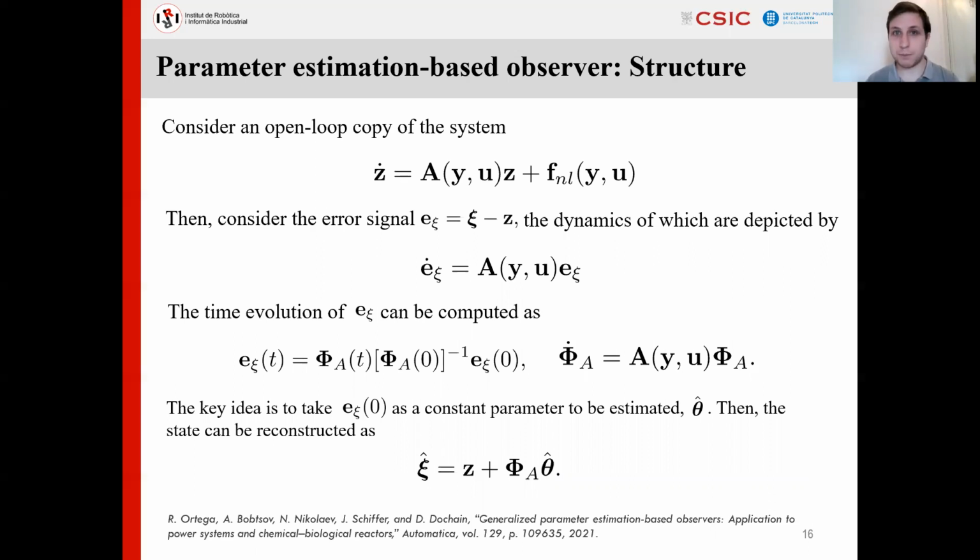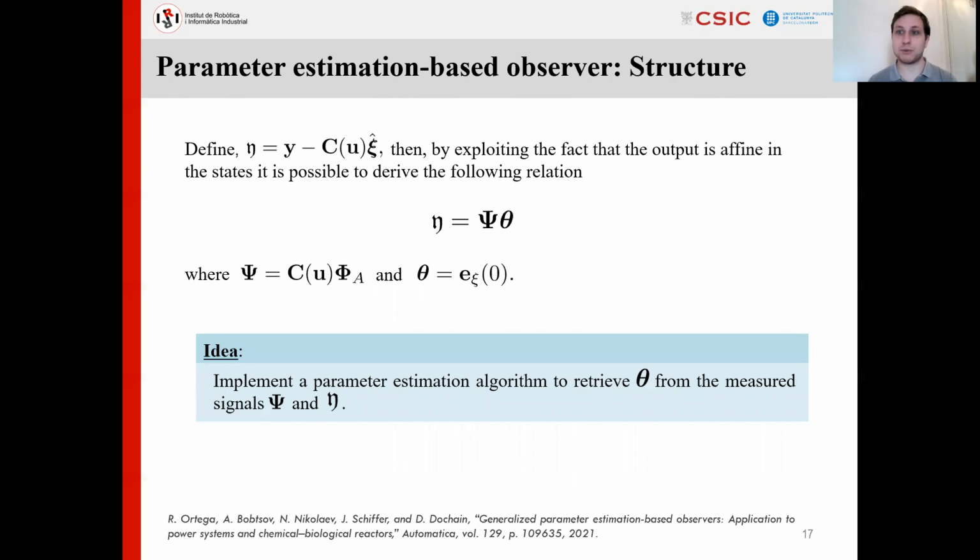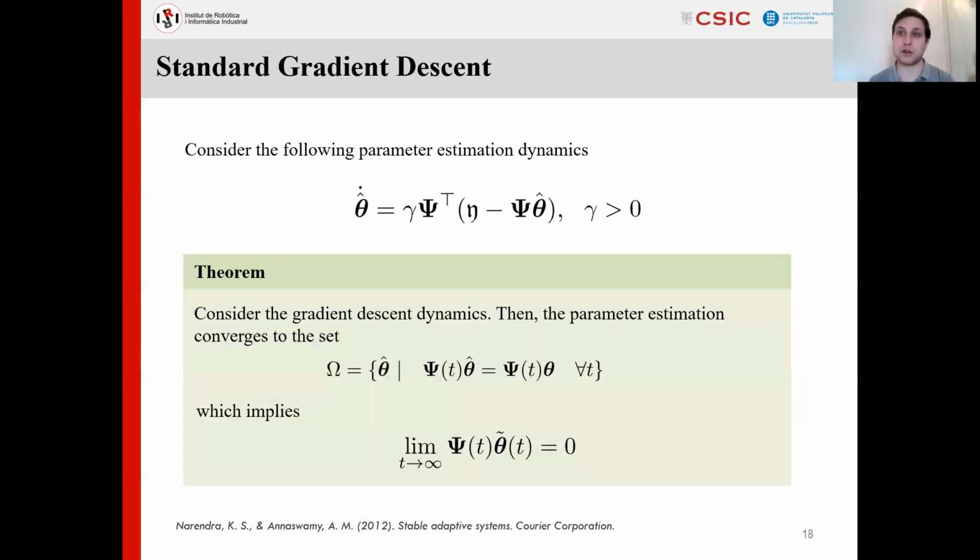And what this paper here proposes is to exploit the fact that the output equation is linear. With that, you can define a factor n like this, which can be shown to satisfy a linear regression as shown in this slide, where n is a known factor, c is also a known factor, and theta is a vector of unknown parameters to estimate. Actually, there are plenty of algorithms that you can use to solve this linear regression estimation problem. And if you look at any adaptive control book, you will find that you can solve this estimation problem through a standard gradient descent. That is the set of dynamics depicted in this slide.